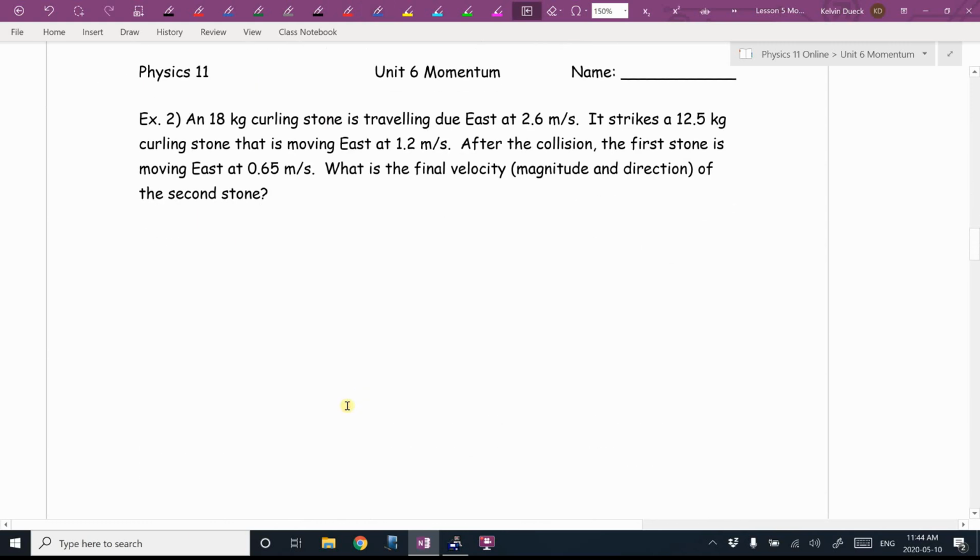Example 2. An 18-kilogram curling stone is traveling due east at 2.6 meters per second. It strikes a 12.5. Now, I know in real life curling stones are the same mass, but those are boring questions because then all the masses cancel. So I'm making the curling stones have different masses. Otherwise, because ice is nearly frictionless, these are really nice questions. We're actually going to be pretty accurate here.